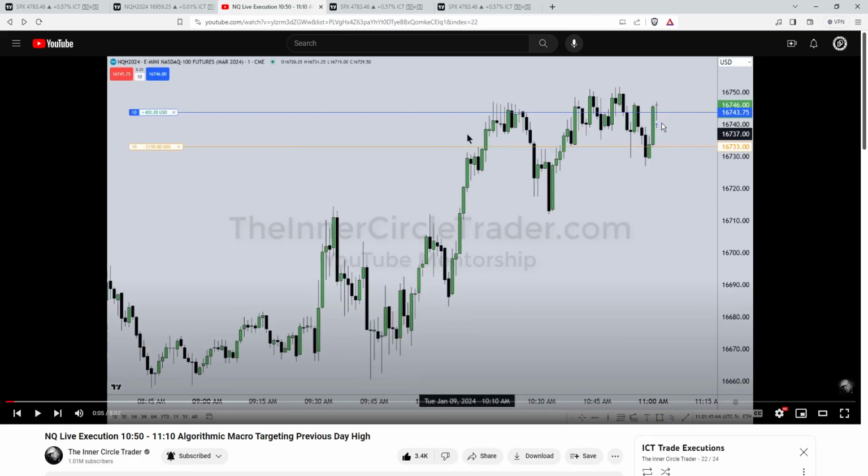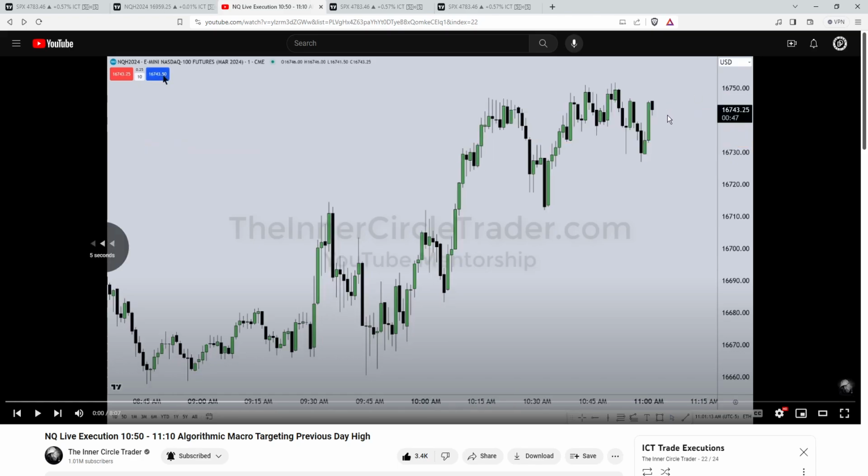If you notice where ICT enters, he enters at 16,743.75. So you may look at this and be like, well, why didn't he wait for a market structure shift? Well, ICT does not need a market structure shift. He knows what the algorithm's going to do. He has 30 years of experience in this. But why did he enter right there?